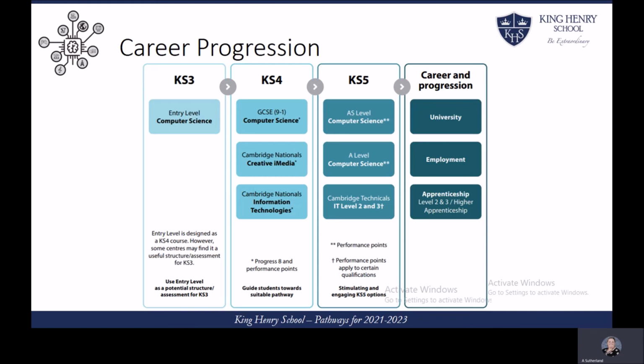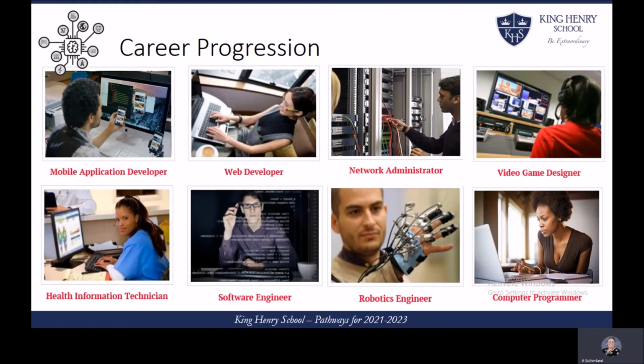Now, there are so many different careers that you can move into with computer science. So I've literally selected 8 because there are just too many of them. But for example, you can look at mobile application developer, web developer, network administrator, video game designer, health information technician, maybe software engineer, robotics engineer, computer programmer. The list just goes on and on.